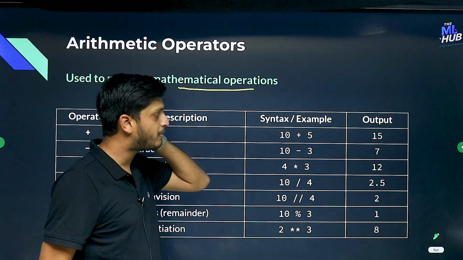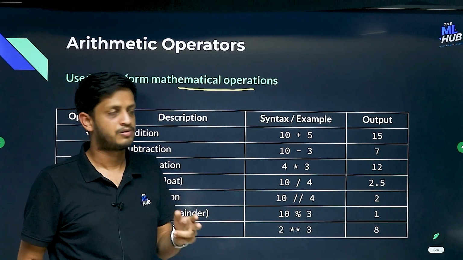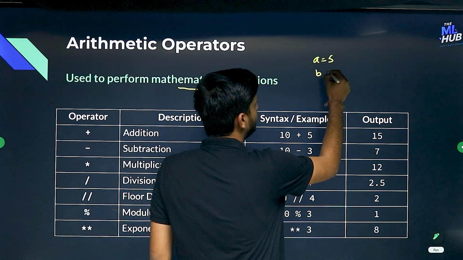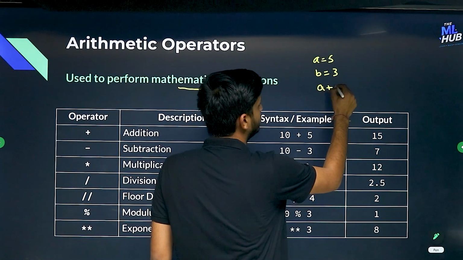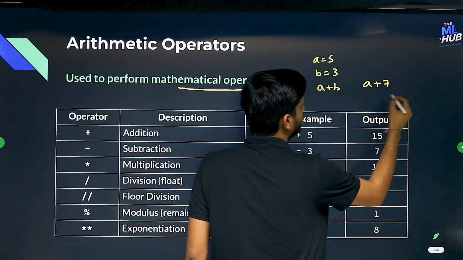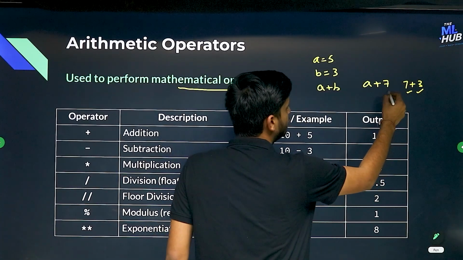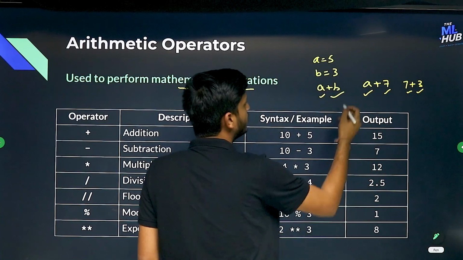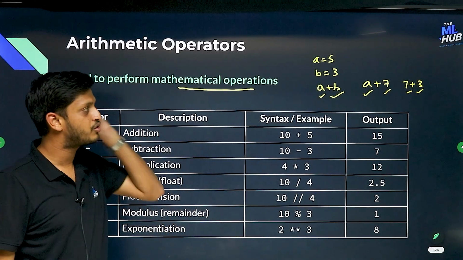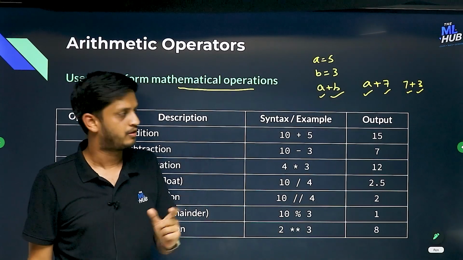And you can actually perform this on constants also and on variables also. Like you can write a is equal to 5, b is equal to 3, and you can write a plus b. And similarly, you can write a plus 7 also, or you can write 7 plus 3 also. So you can have both constants, you can have one constant and one variable, and you can have both variables. That is all fine. It's just that if you're using a variable, its value will be placed and then the arithmetic operation will be carried on.